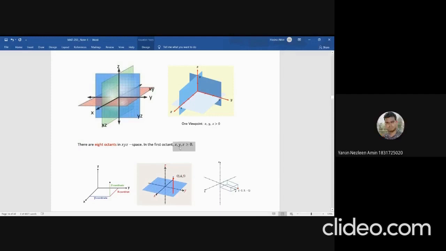If some point is on the x-axis, that means x-axis is the common portion of the xz and xy planes.